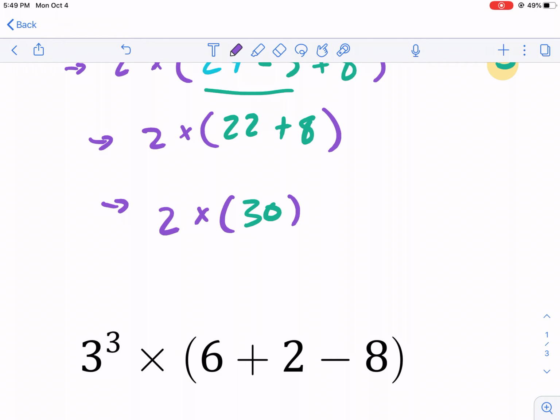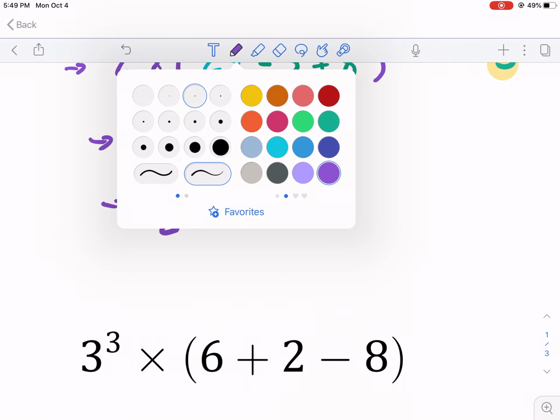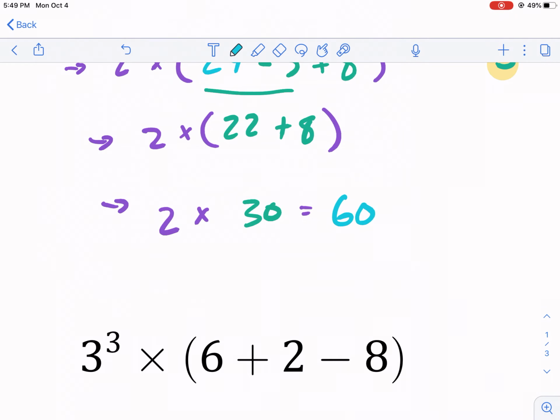So now I have 2 times parentheses 30. There's nothing to do inside those parentheses anymore. So now I just have 2 times 30. And that gives me 60 for my final answer. I'm going to use a different color. Let's go the blue color. So 2 times 30 is 60, and that's going to be my final answer.